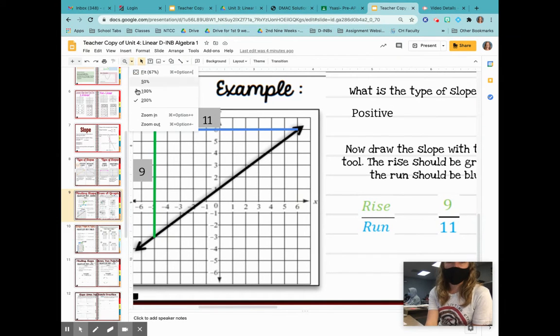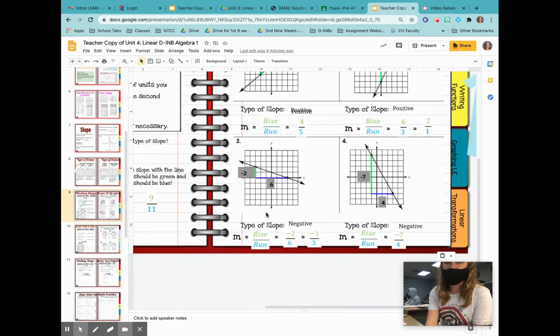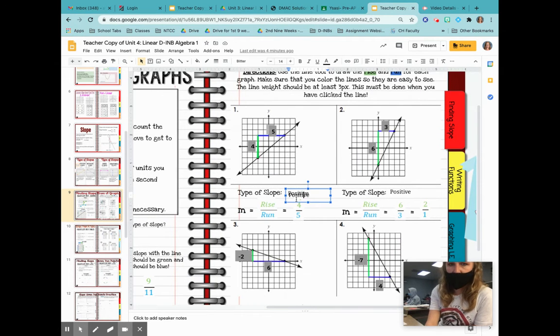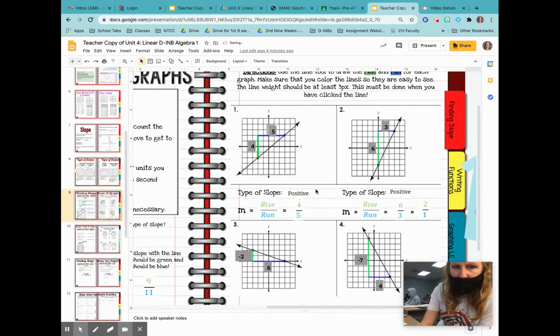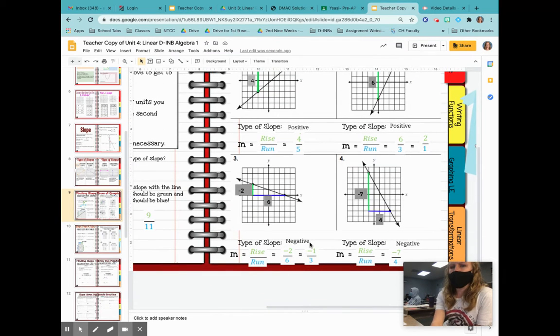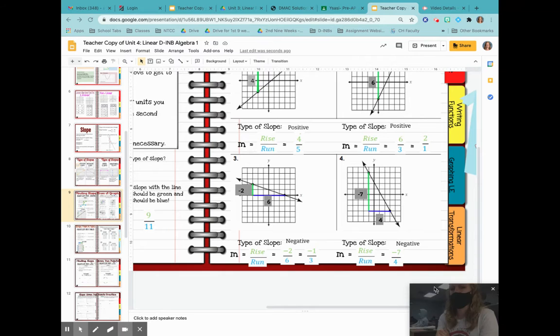So let's look at the other side of this slide. I just want y'all to check and make sure that you have yours completed. On the first one we did together, the second one I believe we did together. So then we have the third and fourth that you need to check. These are both negative slopes because they are falling from left to right. And we have negative 1/3 is the final slope here, and negative 7 over 4 is the final slope on number 4. So make sure you have that completed.